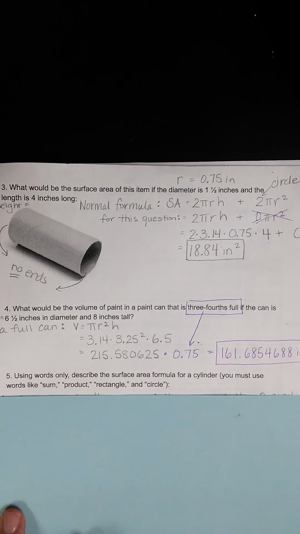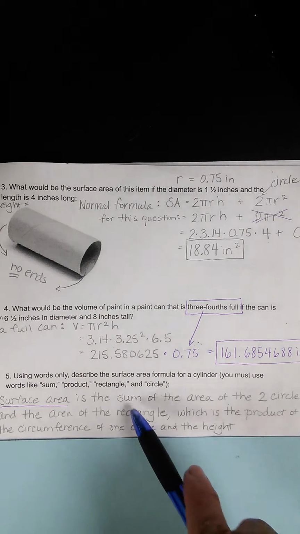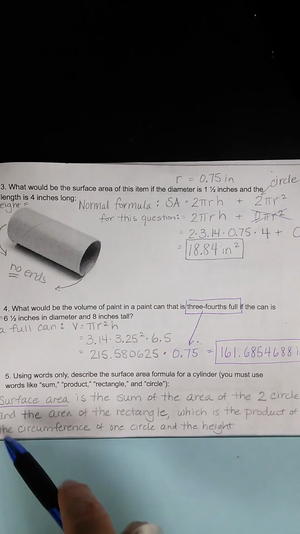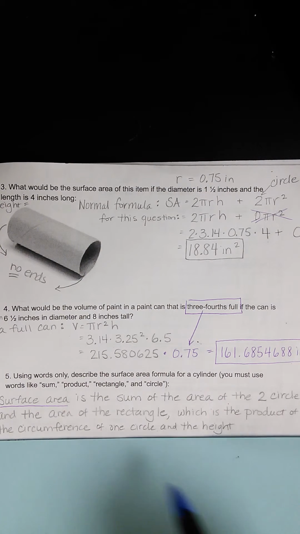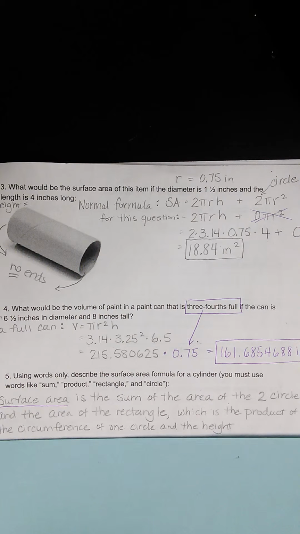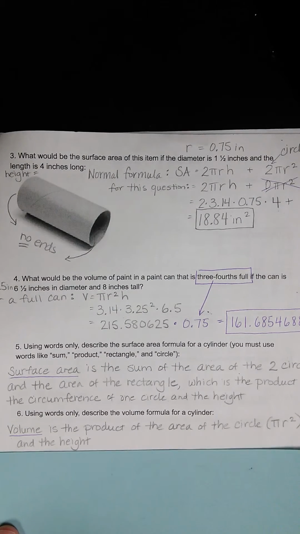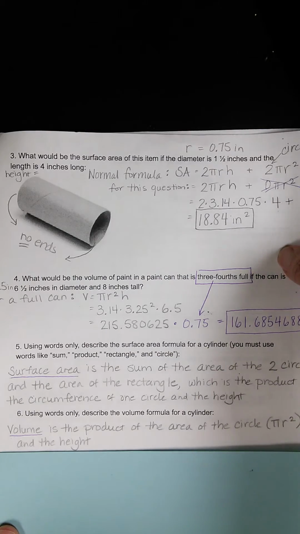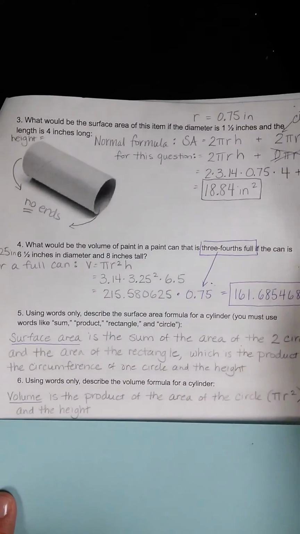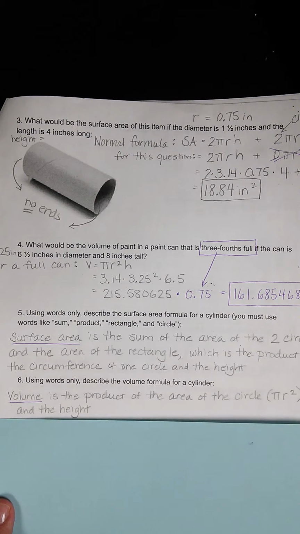The surface area formula for a cylinder. Surface area is the sum of the area of the 2 circles and the area of the rectangle. It means I'm going to add together the area of the 2 circles plus the area of the rectangle. The area of the rectangle is the product of the circumference of one circle and the height. So hopefully if you look at that formula, you can see what I'm saying there. For the volume formula of a cylinder, it's the product of the area of the circle, pi r squared, and the height. So product means multiply the area of the circle times the height.